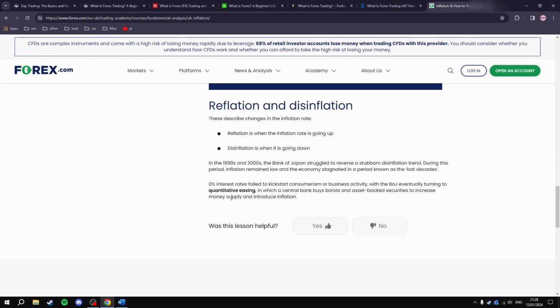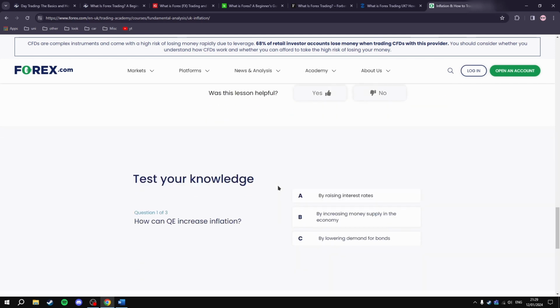Zero percent interest rates failed to kickstart consumerism or business activity, with the Bank of Japan eventually turning to quantitative easing, in which a central bank buys bonds and asset-backed securities to increase the money supply and introduce inflation.